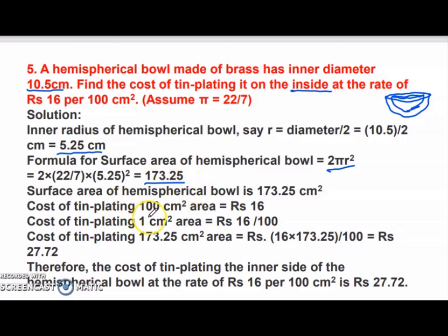Now for 100 centimeter square the cost is rupees 16. So find first for 1 centimeter. For 1 centimeter square it will be 16 by 100. So for 173.25 it will be 16 by 100 into 173.25. Then you will evaluate this. So the answer is rupees 27.72. This is the answer.